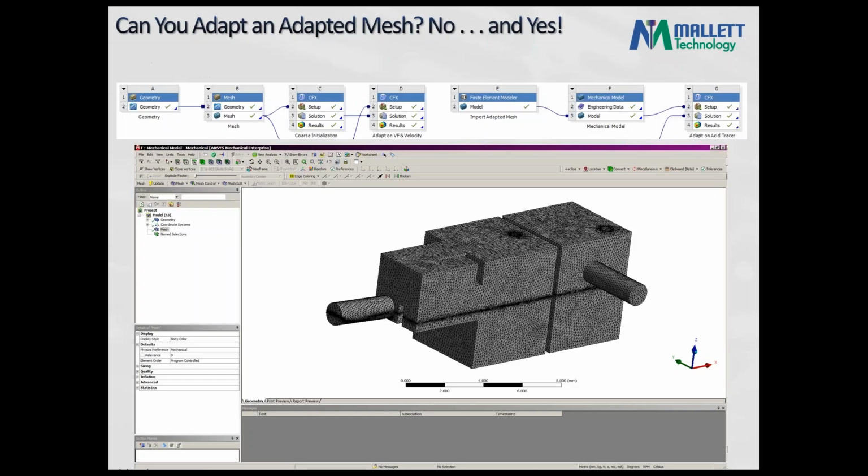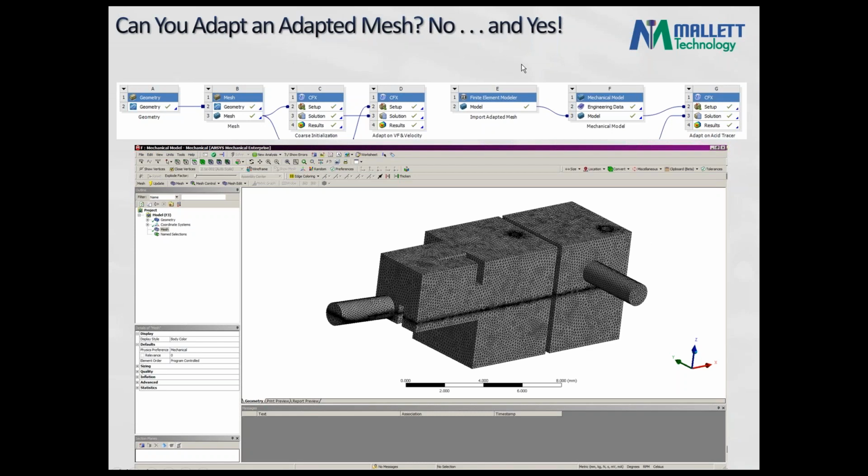So if you go to the next slide, you'll see you're looking at the top, the workflow, which is geometry to the original mesh. I initialized it on the coarse mesh and then adapted it. That's system D. Then completely disconnected is system E. I import the adapted mesh, bring it into a mechanical model. What you're looking at down below that is you're actually in mechanical looking at the adapted mesh. And you'll notice there are no mesh controls associated with this. This is an imported mesh that went downstream to CFX, where I adapted it on my acid tracer value.